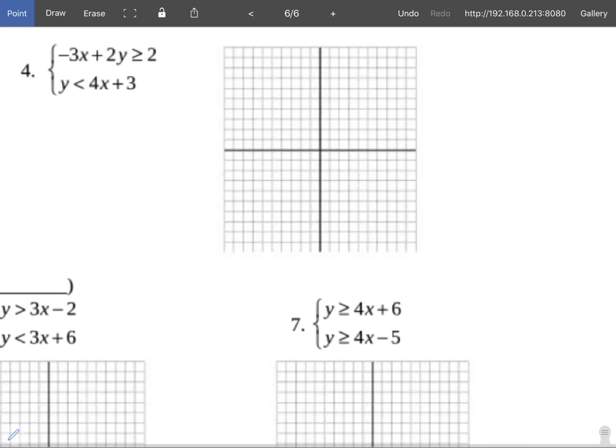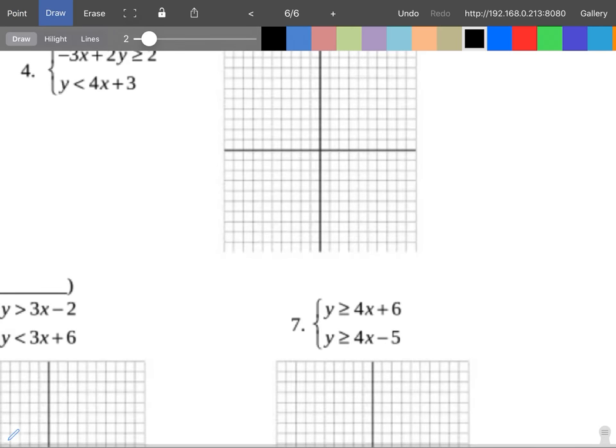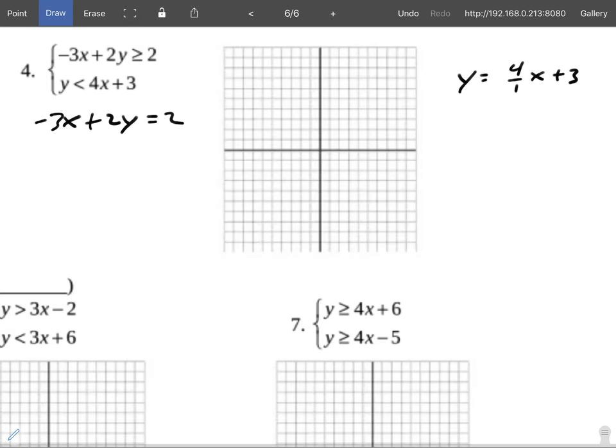All right, so there's number 4. So let's try to do these two again. We're going to change the inequalities to equal signs just to help us locate the line. So the top line is going to be negative 3x plus 2y equals 2. And the bottom line I'll put over here on the right, that would be y equals 4 over 1x plus 3. But then again, we got to remember that the top one here has the equal to bar, so that's got to be a solid line. The bottom one does not have the equal to bar, so then that's going to be a dotted line.